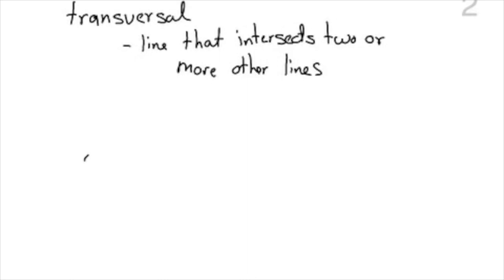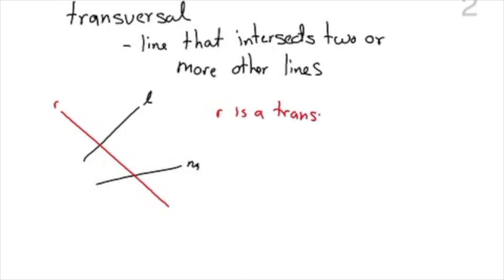An example would be if I have line L and I have line M, and then we have a line that comes through like this, and we'll call that line R. We would say that R is a transversal because it goes through line L and line M. So a transversal is a line that intersects two or more of these lines. Now, if the transversal intersects two lines that are parallel, then there are some interesting things that we know to be true.